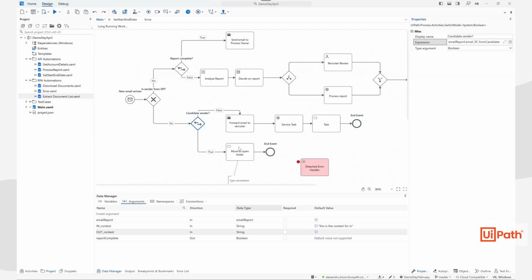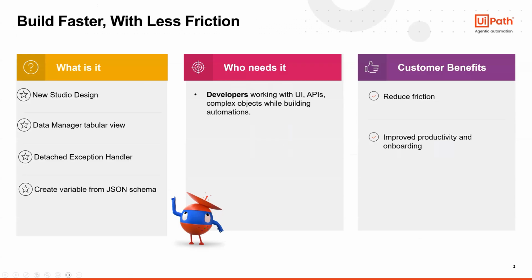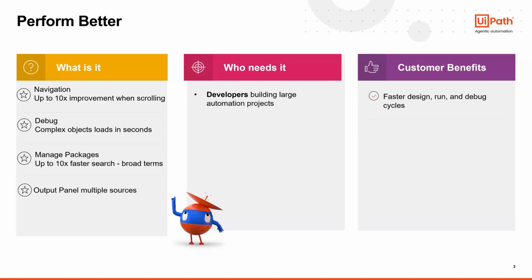Okay, I want to switch back now and talk a little also about performance. This is arguably the fastest Studio that we delivered in the last 3 years. Scrolling through long sequences with nested containers used to be a sluggish experience. Now it runs smooth. We are talking up to 10x faster. Expanding complex variables during debugging is now instant. Searching packages is up to 10x faster when using broader terms. And I will also show you the output panel, which will help you as a developer focus only on what matters, whether you're running, publishing, or debugging.